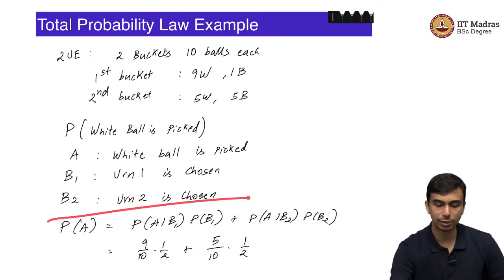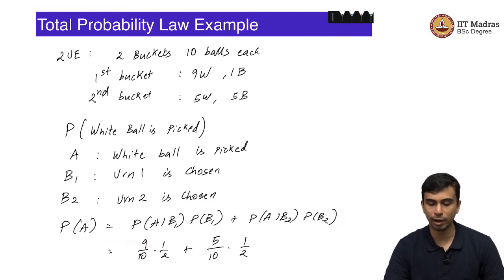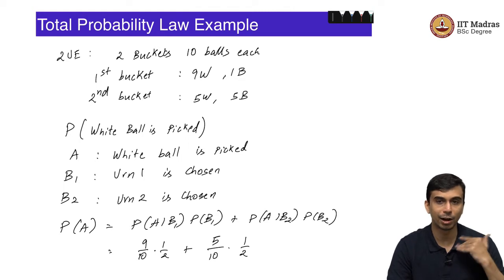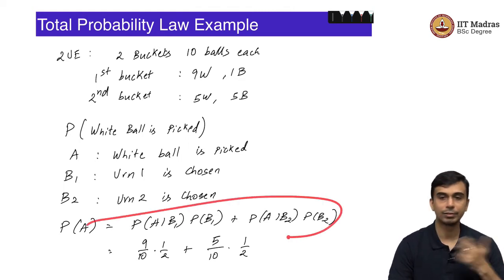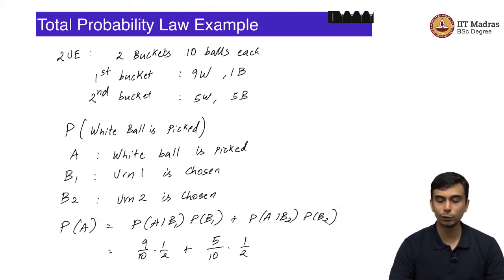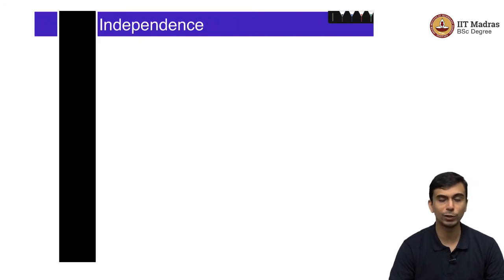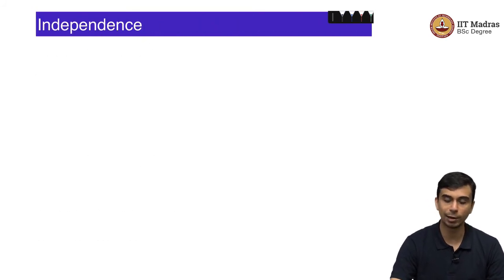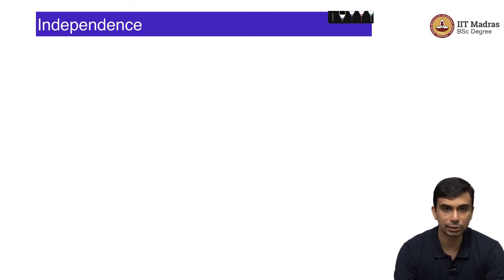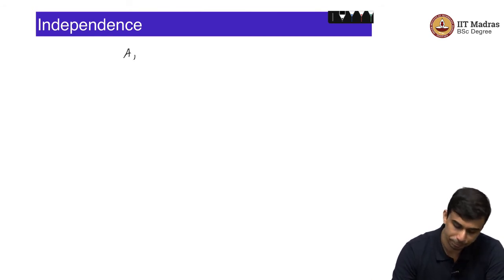So this is a simple application of the total probability law, and you can see that it makes a lot of common sense. The more you are familiar with it, you will actually be using the total probability law without even being aware that you are using it, right? So now we will move on to the next concept, which is independence.